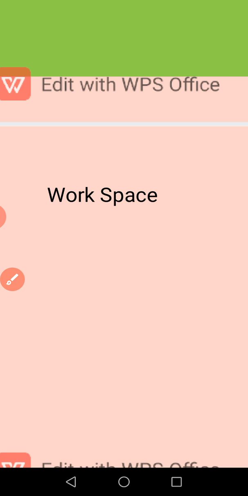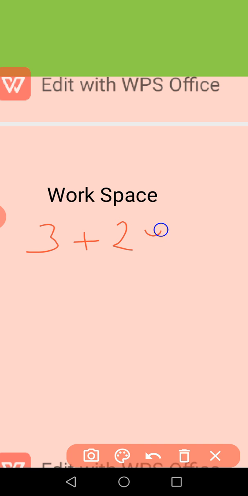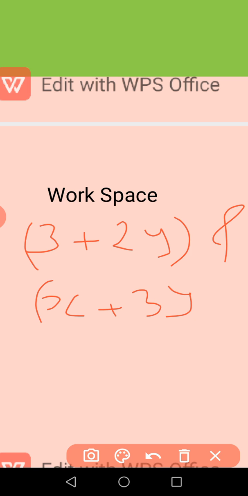In the next case, some more examples. Add 3 plus 2y and x plus 3y. So here, the first expression has 2 terms and the second also has 2 terms. We add these two together. We have to group the like terms and then add them. Here the constant term is 3 only, so you write 3 plus, next 2y is there.